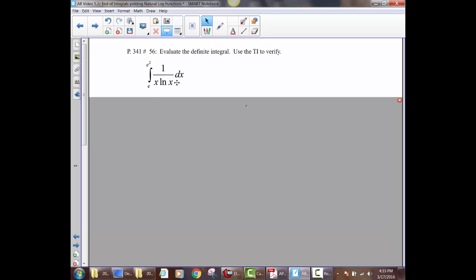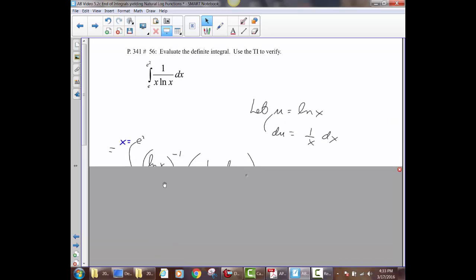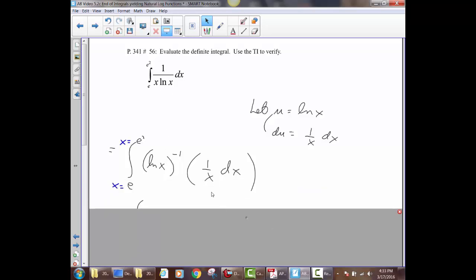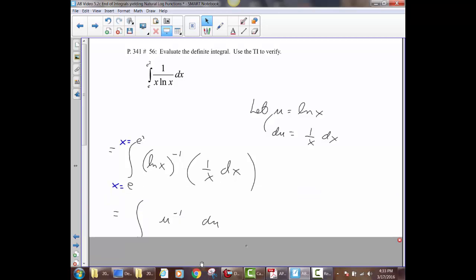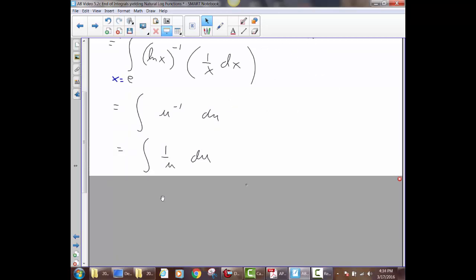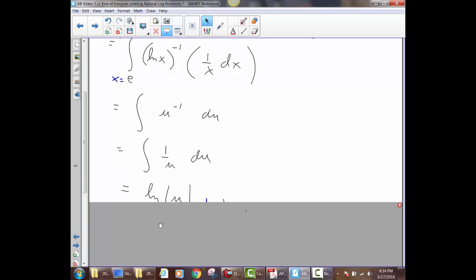All right, so this is one of those tricky ones. If you let u equal just the ln x, well, guess what the derivative of ln x is? The rest of it, 1 over x dx. So I'm going to rewrite this as ln x to the negative 1 times 1 over x dx, which makes you realize you have u to the negative 1 du. Okay, so I have u to the negative 1 du. I'm going to rewrite that as 1 over u du.